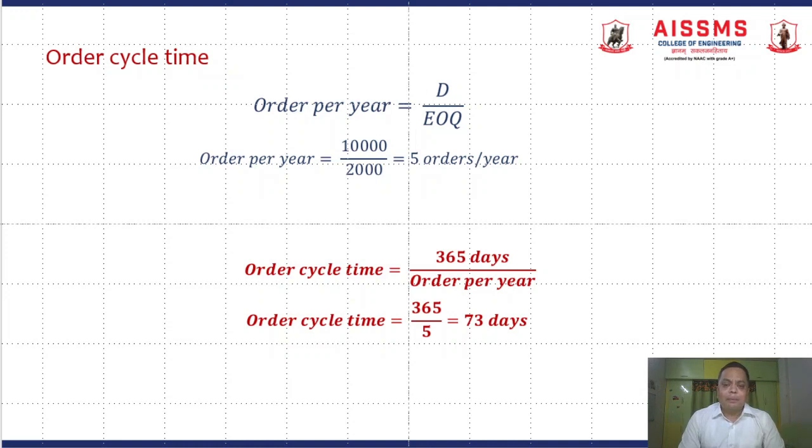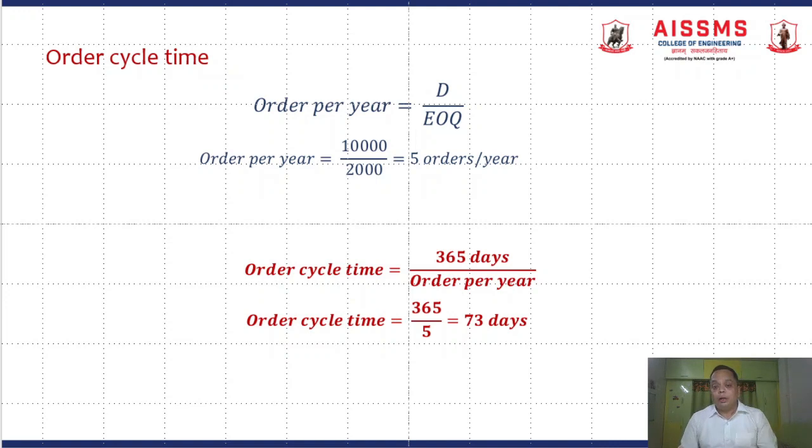They have asked one more thing, which is order cycle time. Order cycle time relates to how many orders we need to place in a year, and it is very simple to find out. We know that orders per year is the total demand divided by EOQ. So the total demand is 10,000 and the ordering quantity is 2,000. If we divide 10,000 by 2,000, we get 5 orders per year. So we need to place 5 orders per year, and order cycle time is the time gap between two orders.